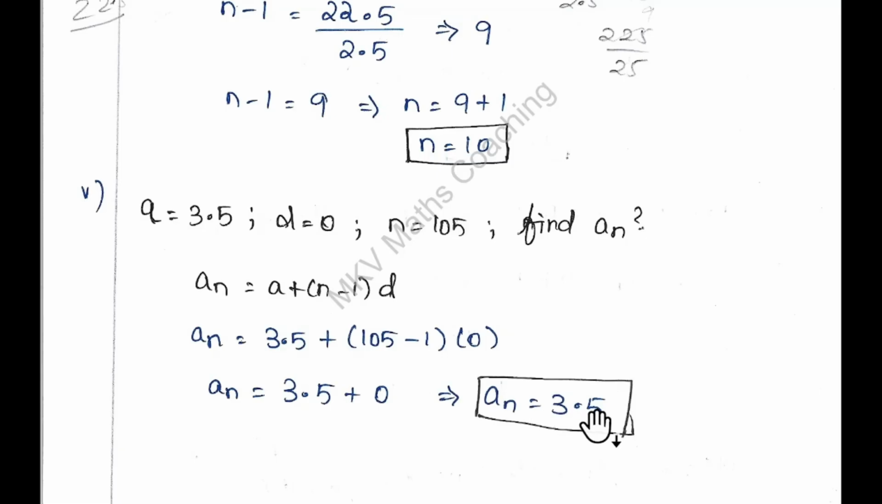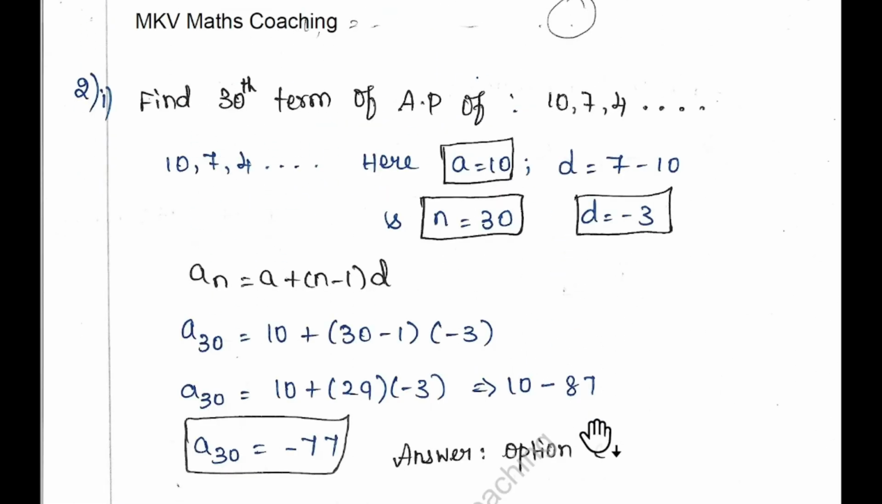So 105th term, that is nth term value is 3.5. Okay. So next, second Roman, find the 30th term of an AP.